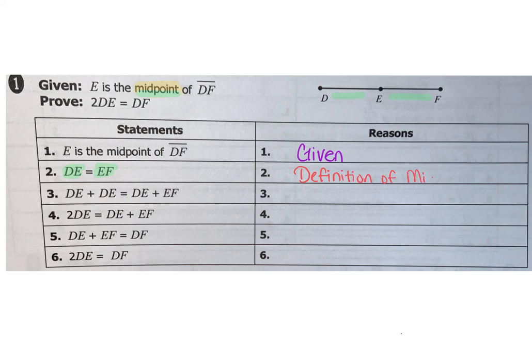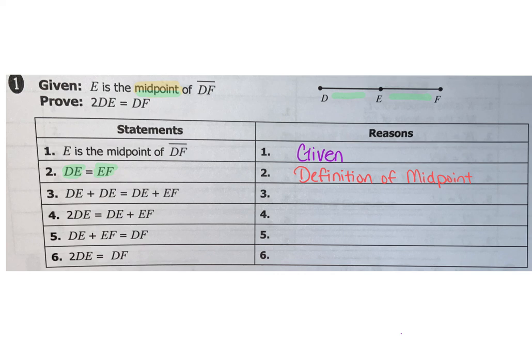So for these type of proofs where they give you the steps, you are doing exactly what you did on the page we just handed out. You are looking to see what they did and why they can do it. All right? So let's look at the next one. From statement 2 to statement 3, what did they do? They added DE to both sides, right? They added a DE here and they added a DE here.